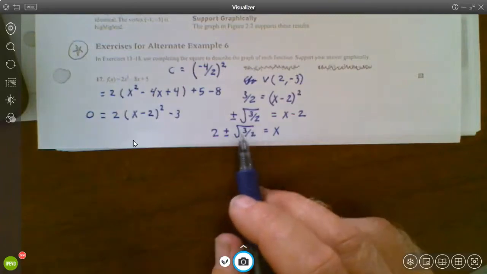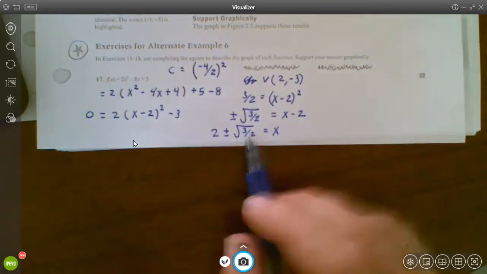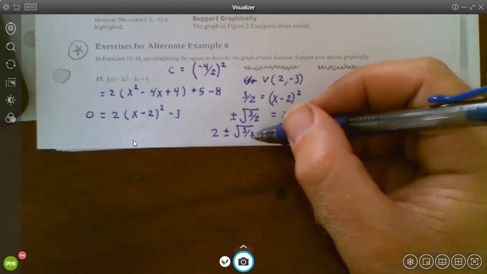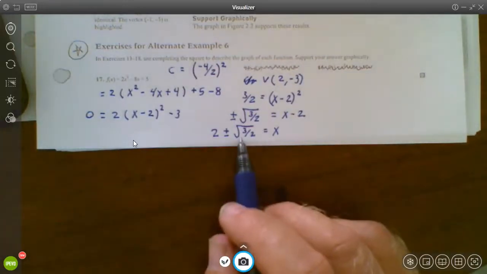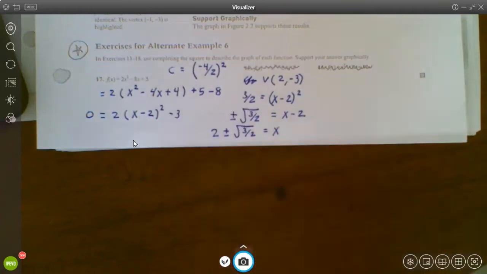We can clean this up. I know we don't like to leave fractions under the radical. So I could multiply this by the square root of 2 over the square root of 2 in order to rationalize that denominator within our radical. For now, I'm going to leave it just like this. So that's kind of all the information they're asking for.